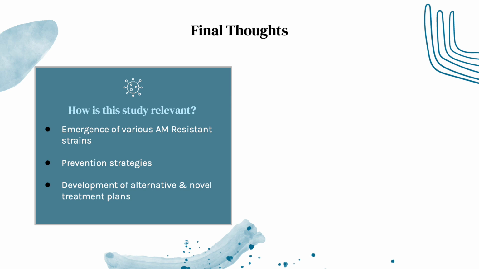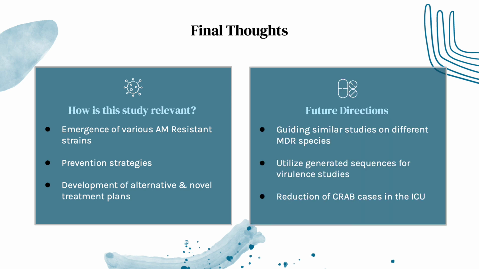And this relates to possible future directions, as similar studies on different multi-drug resistant species can be done, and we can utilize this to generate sequences for virulence studies. So we have a lot of information from this study regarding the insertion sequences, virulence factors, and antimicrobial resistant genes, and we can reduce the amount of CRAB cases that we see in the ICU.